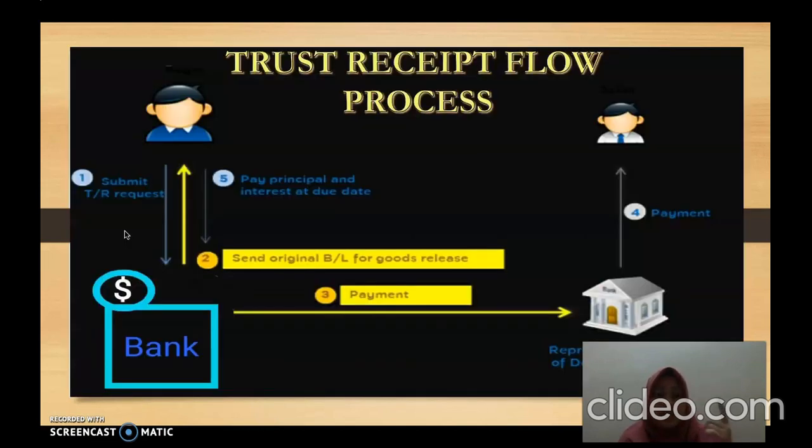Okay, so this is the flow process that I would love to show you, which consists of 5 steps. The customer has to submit the TR request to the bank, then send the original BL for goods release to the representative bank, and then the bank will make the payment, and then the customer pays principal and interest at the due date to the bank.